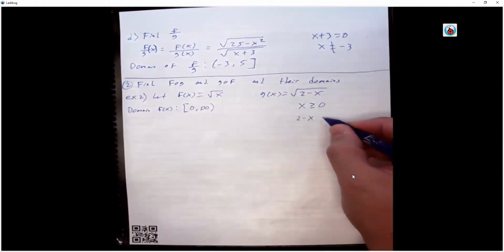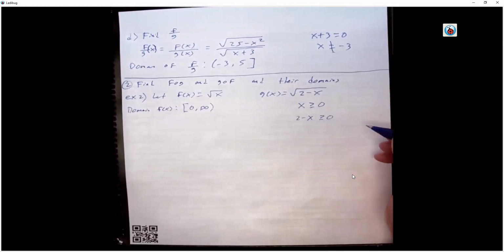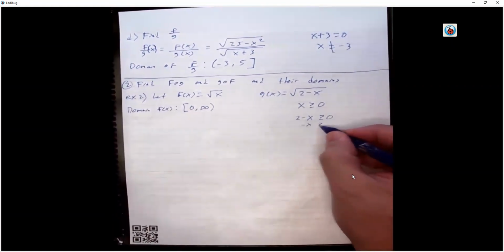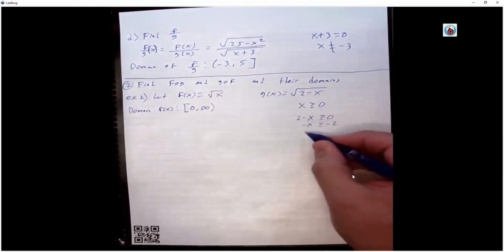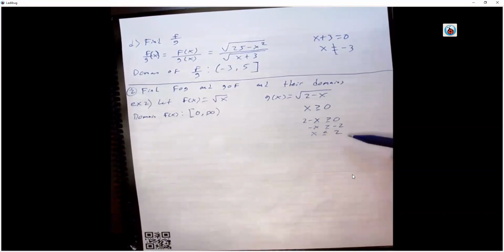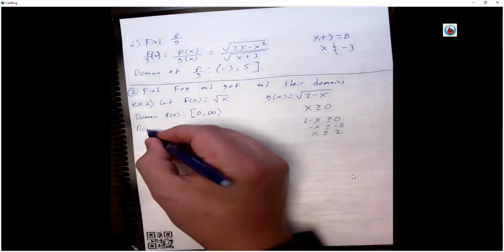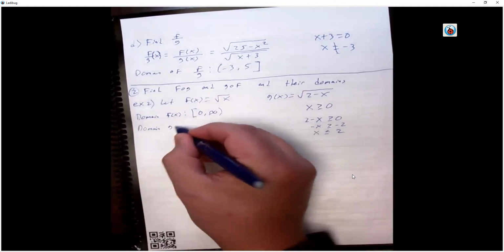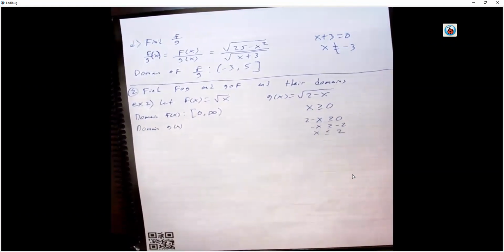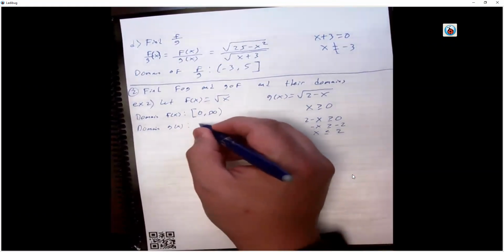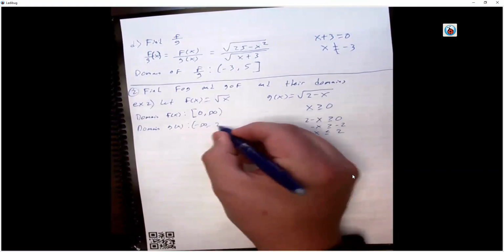2 minus x must be greater than or equal to 0. So subtract by 2, divide by negative, and the inequality flips. So everything must be below 2. And you can always graph it like I said. Yeah, negative infinity till 2.